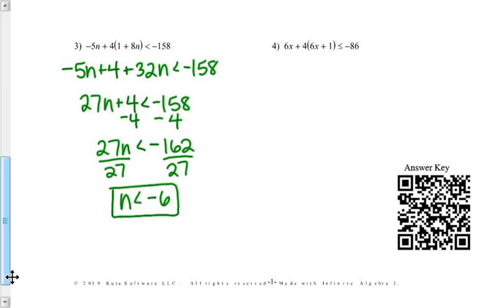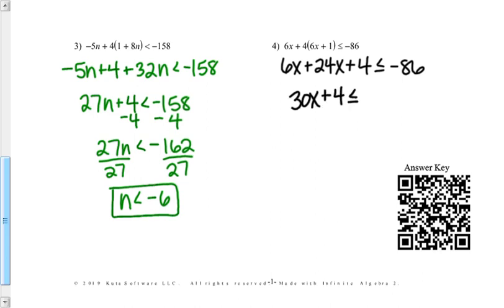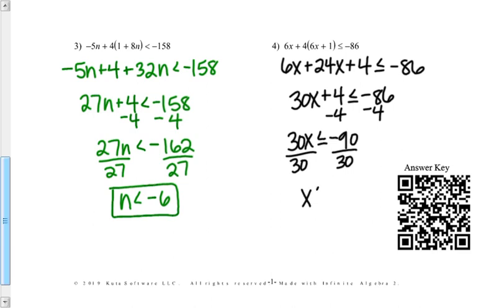On number 4, I'm going to distribute the 4. Combining the x's, that gives me 30x. And I'm going to subtract the 4 over. So I get 30x is less than or equal to, that would be negative 90. Dividing by 30, I don't have to switch the symbol here because the number I divided by is not negative. So we get x is less than or equal to negative 3.